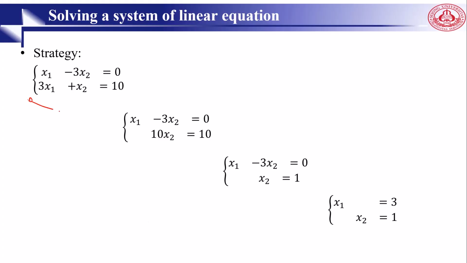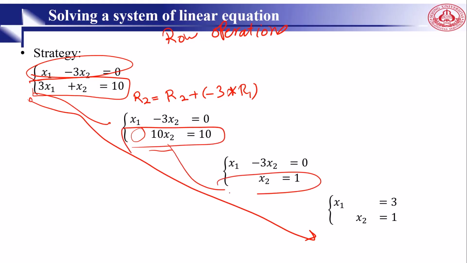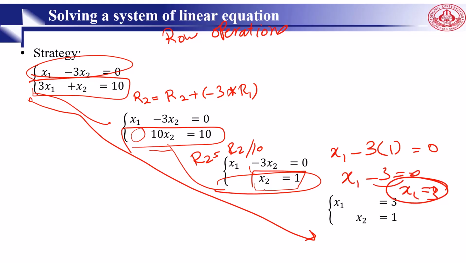In order to come from this one to this one, we just do simple row operations. If you look here, this is R2. If I take 3 times R1 plus R2, I can say R2 equals R2 plus minus 3 times R1, right? So 3 minus 3 will be 0, and this one will be 10 and 10. Then if I divide this by 10, meaning R2 equals R2 divided by 10, I will have x2 is equal to 1. And if I put x2 equal to 1 here, then I will have x1 minus 3 multiplied by 1, so x1 minus 3 is 0, and x1 is equal to 3. So simply I found these solutions.